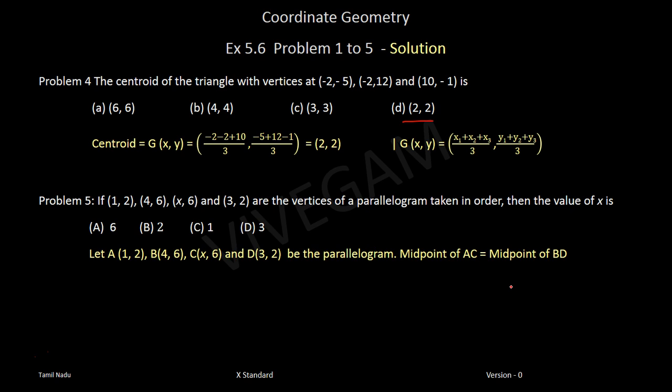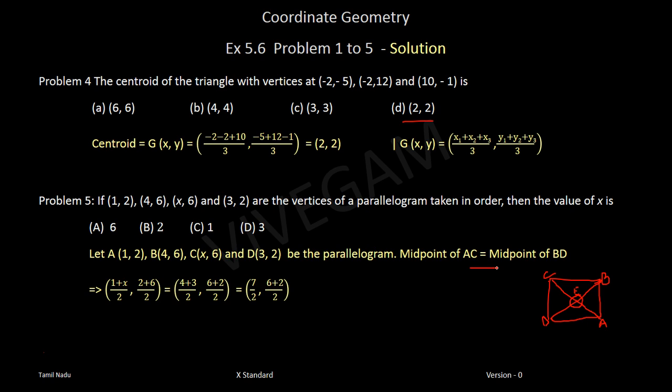If you want, you can draw a simple diagram. I missed drawing it. So let's say a parallelogram like this. This is A, this is B, this is C, and this is D. So what is the diagonal? AC is a diagonal and BD is a diagonal. So what it means is this point is the same. Let's say E: the midpoint of BD is E and the midpoint of AC is also E. So what we do is, using these 2 points, calculate the midpoint, and using these 2 points, calculate the midpoint, and equate them. Then you'll be able to get the value of x.